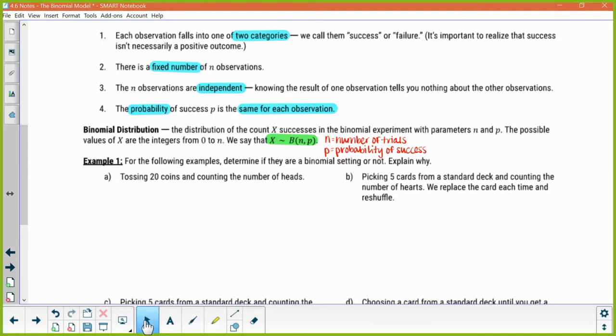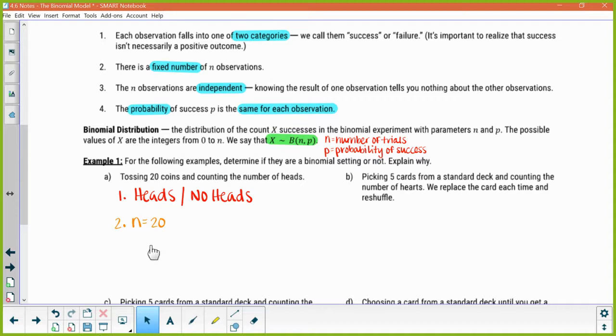So for A, we are tossing 20 coins and counting the number of heads. So we're interested in heads. That means my success fail works. I either have a heads or I don't. Heads, no heads. My second one is, do I have a fixed number of trials? Well, I'm tossing 20 coins. That means my N would be 20. It's fixed. I'm not going to keep tossing until I get 17 heads, nothing like that. I'm tossing all 20 every single time.